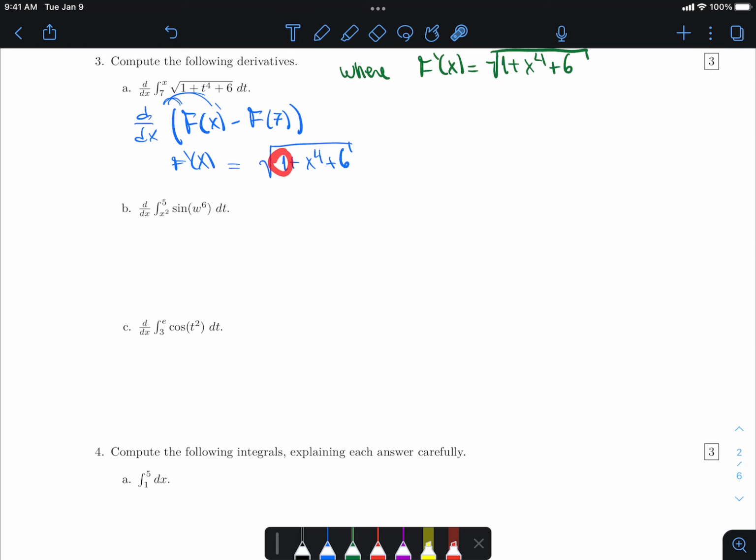You may feel tempted to combine these, but it wouldn't help you anyway. I gave you this expression in this format. Keep it in the format I give to you.